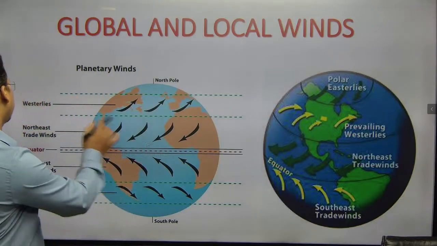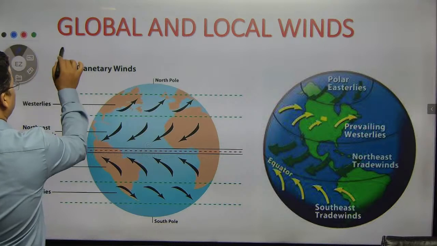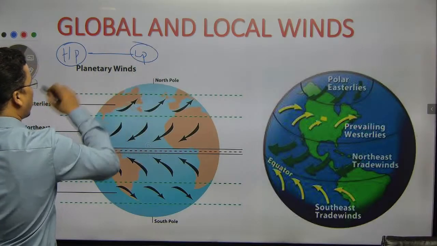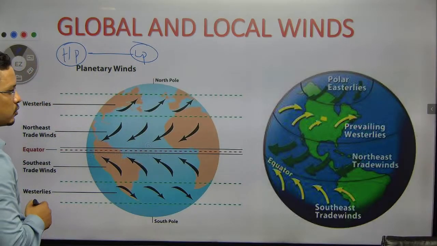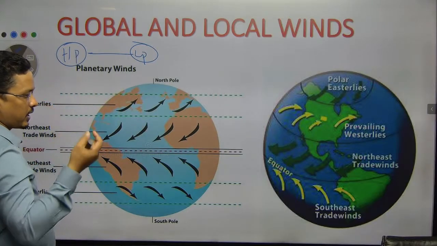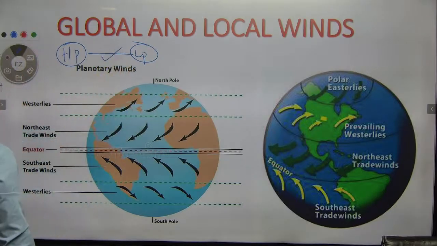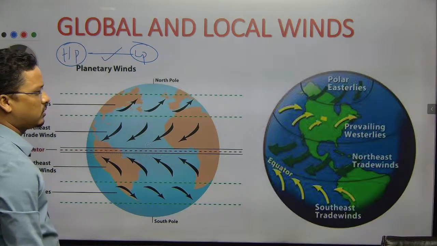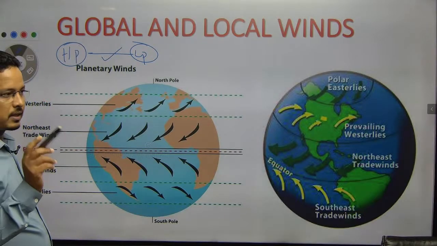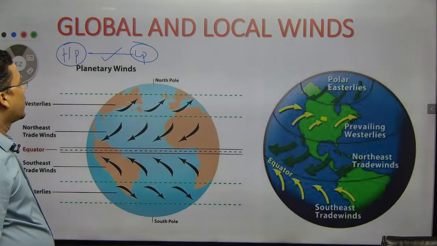That means the wind always blows from the high pressure to the low pressure, under the influence of the pressure gradient. So this is how it happens. Now the point is what?